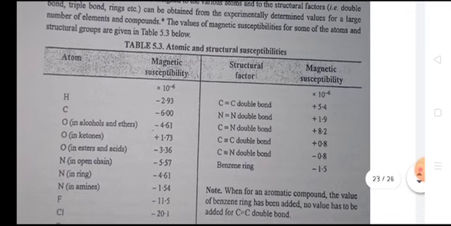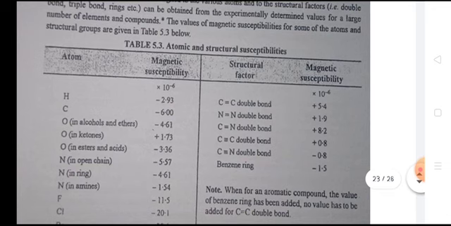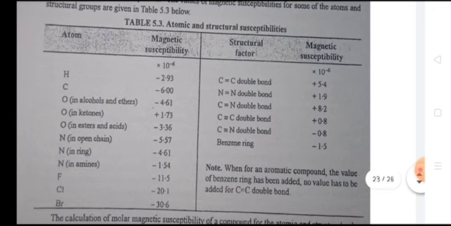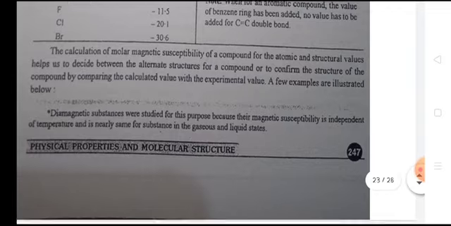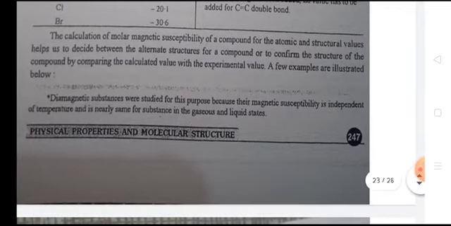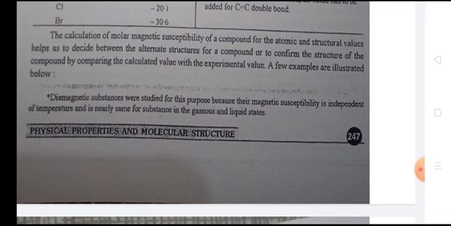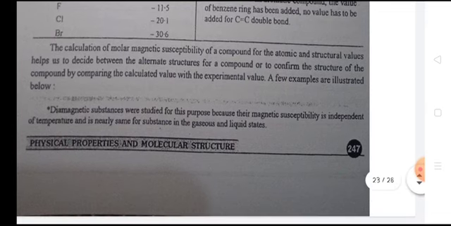The values of magnetic susceptibility for the sum of atoms and structural groups are given in table 5.3. The calculation of molar magnetic susceptibility of a compound from the atomic and structural values helps us to decide between alternate structures for a compound, and to confirm the structure of the compound by comparing the calculated value with the experimental value.